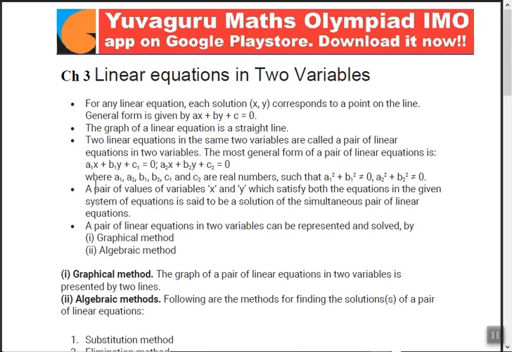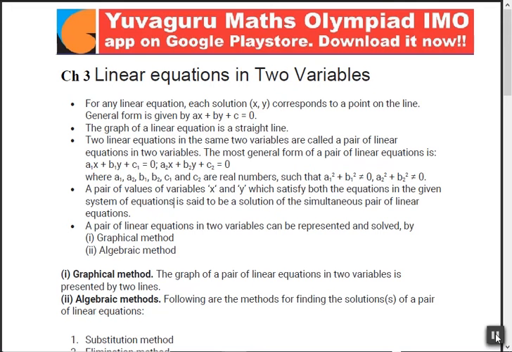Next, such a pair of values of variables x and y which satisfy both the equations in the given system of equations is said to be the solution of the simultaneous pair of linear equations. Tough language, simple meaning. The values of x and y which satisfy these two equations are known as the solution. Okay. Now this solution can be found in two ways, graphical and algebraic.